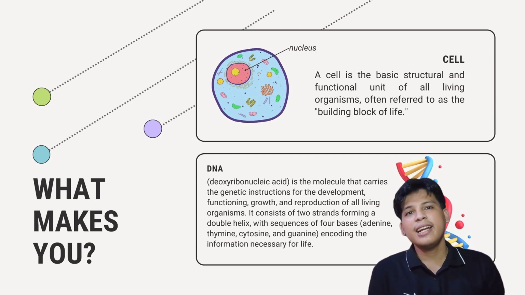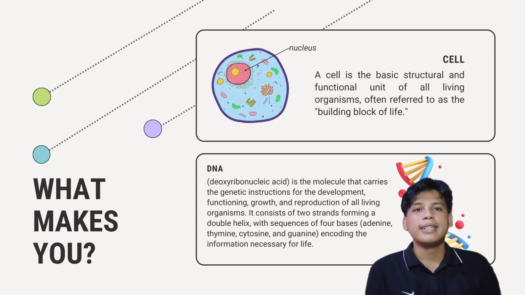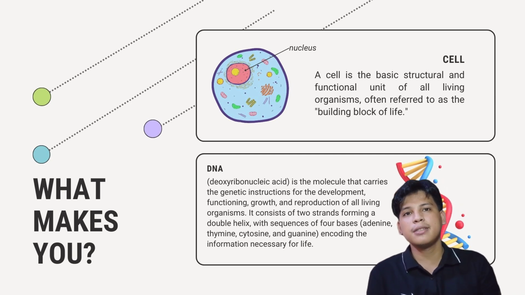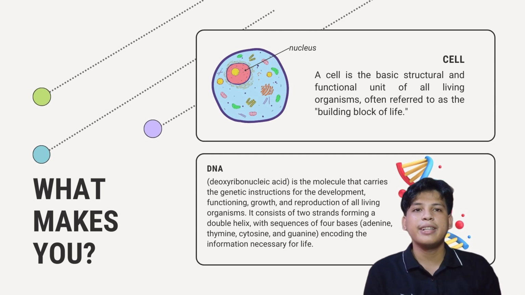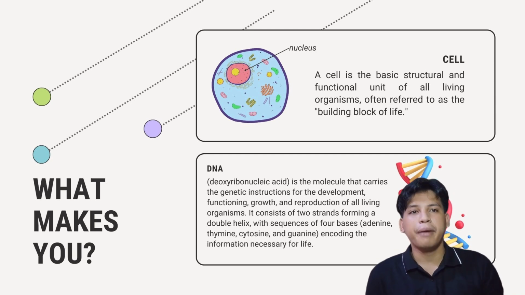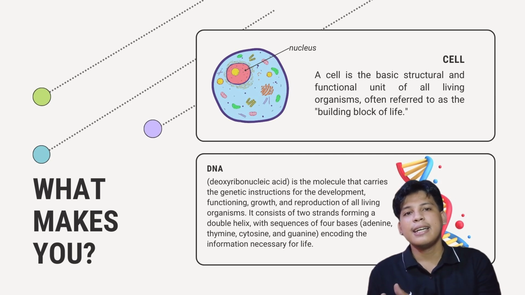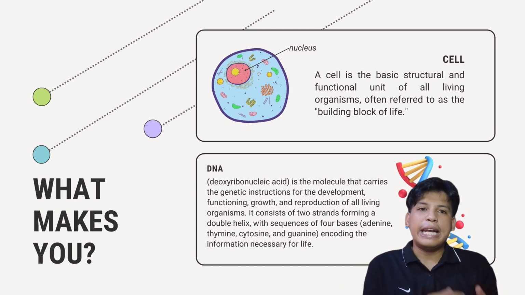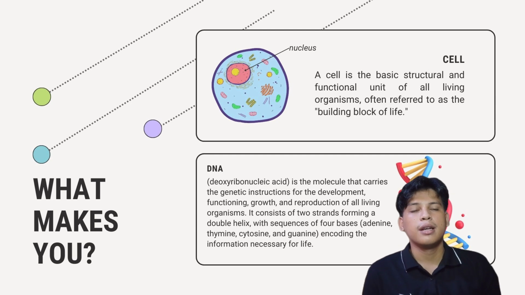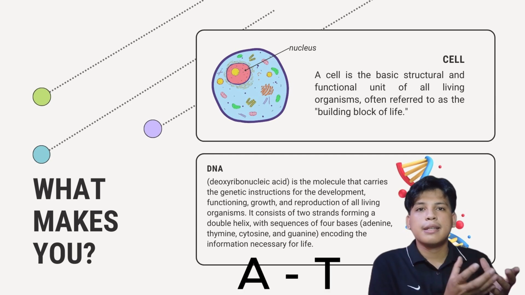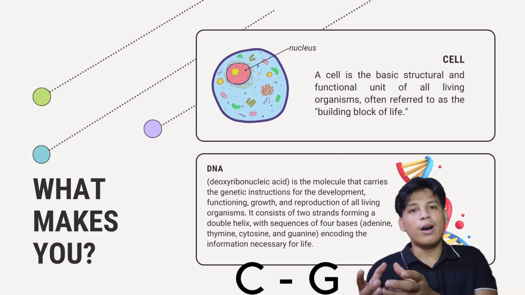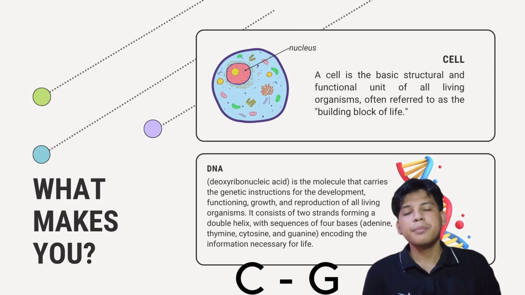Now, DNA looks like a twisted ladder. The sides of the ladder are made of sugar and phosphates, while the rungs of the ladder are made up of base pairs, which are the four chemical letters: A, T, C, and G. These letters pair up in a very specific way. A always pairs with T and C always pairs with G.